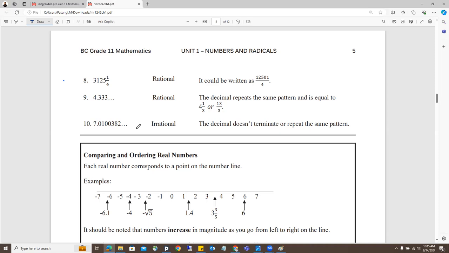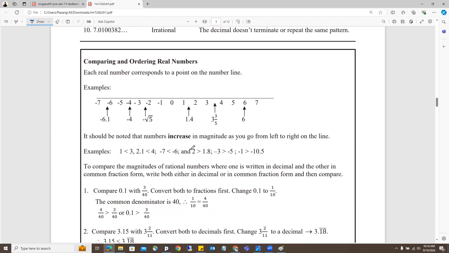I understand. Okay. Then we have comparing and ordering real numbers. When it comes to comparing and ordering real numbers, each real number corresponds to a point on the number line. For example, here 0, 1, 2, 3, 4. Positive 1.4 is in between 1 and 2. Minus square root 5, if you calculate it, the value would be 2.27 or something. Minus 2.27 means it's in between minus 2 and minus 3. Likewise, each and every real number corresponds to a point on the number line. They have a position on the number line. Is it clear? Okay.